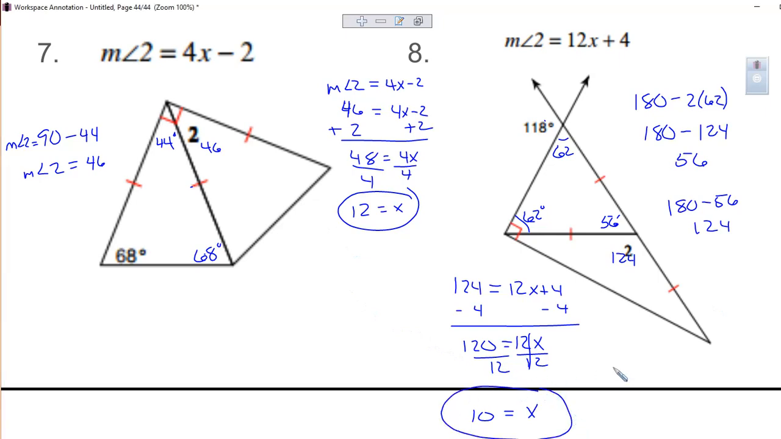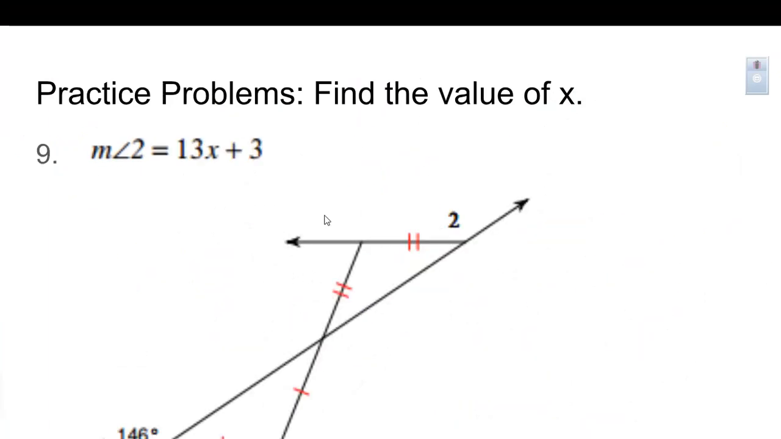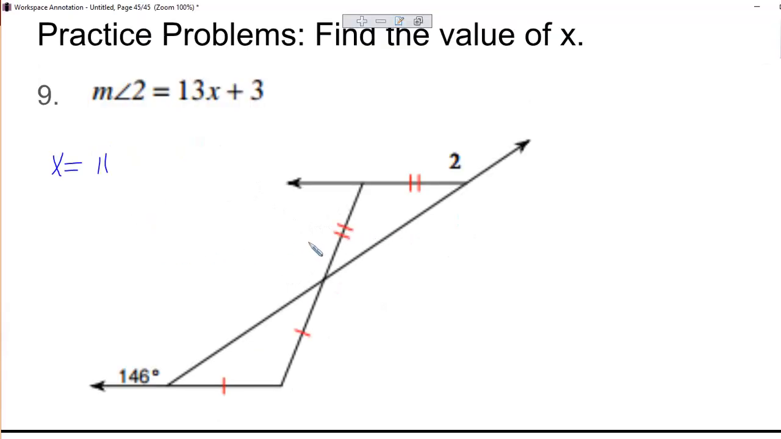So we got one more problem to do. So number 9, pause the video, come back and check your answer when you're done. All right, so as we look here, we have an exterior angle. We have an isosceles triangle here, an isosceles triangle over here, which means these two base angles are going to be the same. Now, because of vertical angles, that means that these two should be the same. And since these are also base angles, then this is going to be the same.